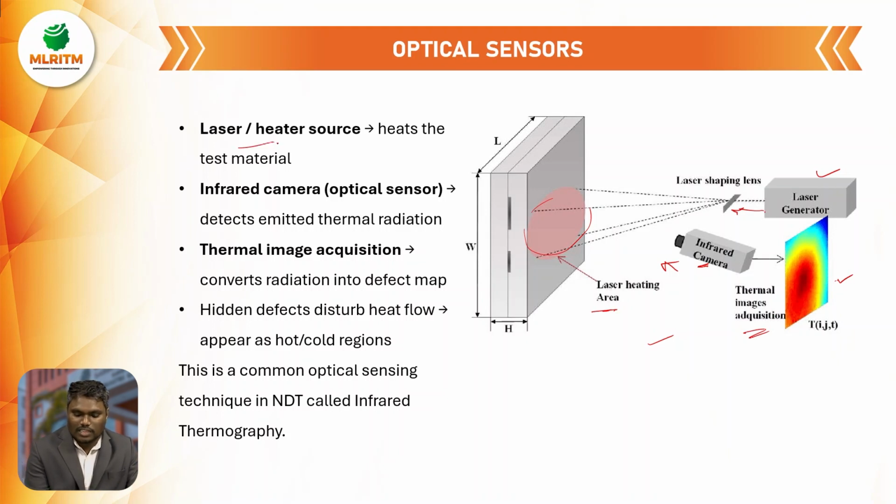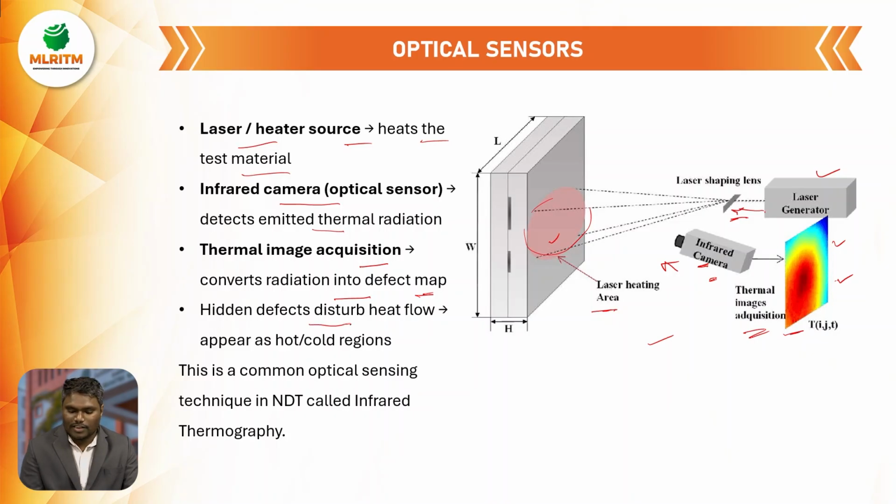Here the laser or heater source heats the material. The laser generator heats the material, and then the infrared camera detects the emitted thermal radiations. Whatever thermal radiations are emitted by the surface can be detected by the infrared camera. Then comes thermal image acquisition. There is a thermal image here, and these colors indicate the thermal image. It converts the radiation into a map of the material where the thermal image can be detected easily, and then defects can be found out.